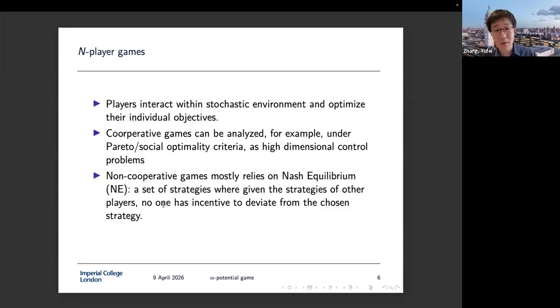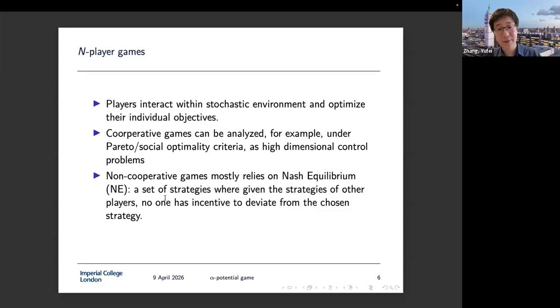The situation is more involved if all the players have different objectives, which are essentially competing objectives, as appears in all three applications I mentioned before. In this case, we typically focus on Nash equilibrium, which is a set of strategies where, given the strategies of the other players, no one has an incentive to deviate from the given strategy. You can think of it as at the Nash equilibrium, all the players are doing a best response to the other players' strategies.